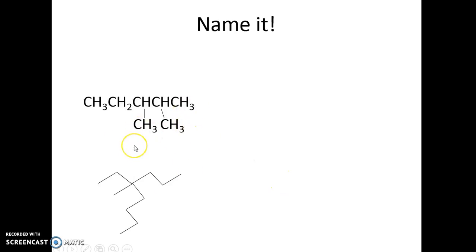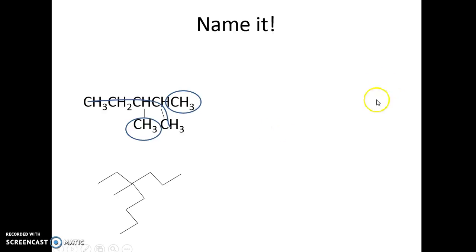All right, the first thing is to find the longest chain. And you can see there's 5 here, there's 5 here, 4 here, 4 here, and 4 here. Which one gives you the longest? Well, it doesn't matter. Any of the 5 carbon chains will work fine. They both give the same name, you would find out. So there's my longest chain. What are the substituents? Right here and here.